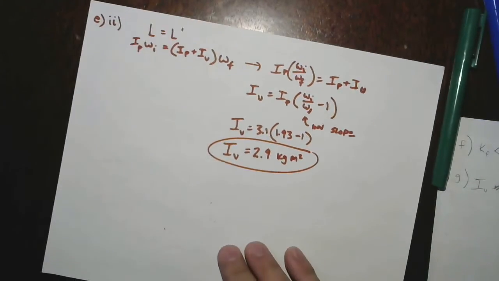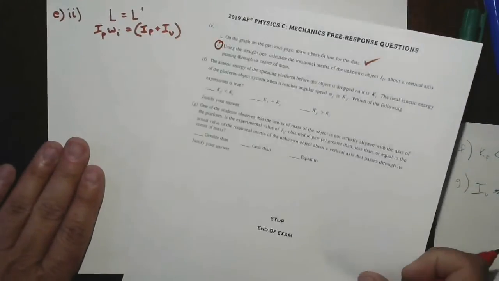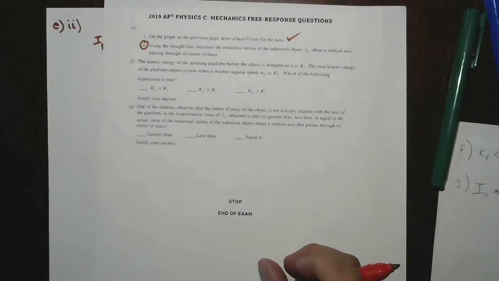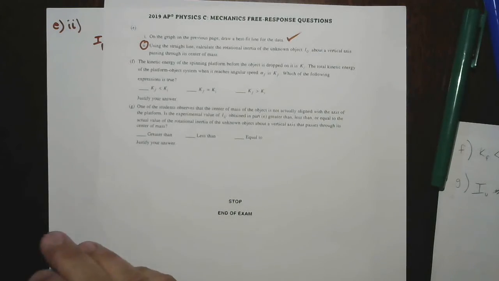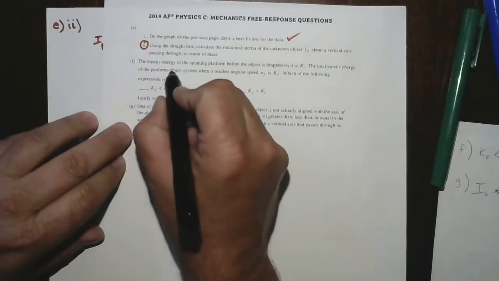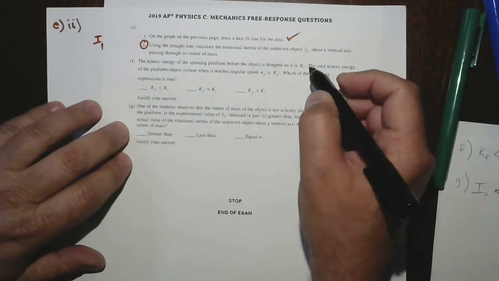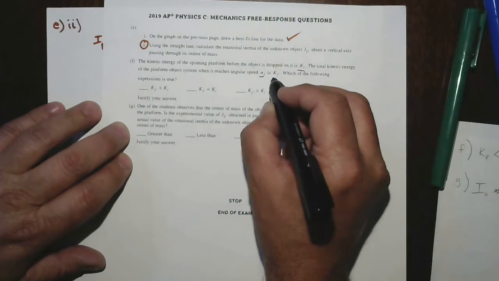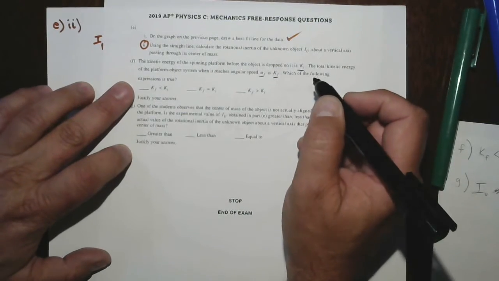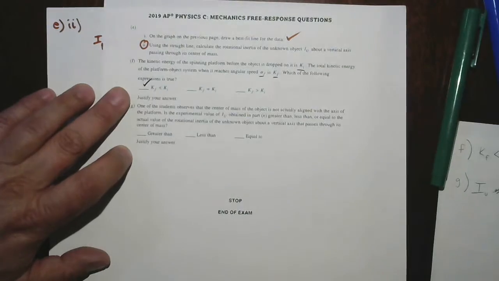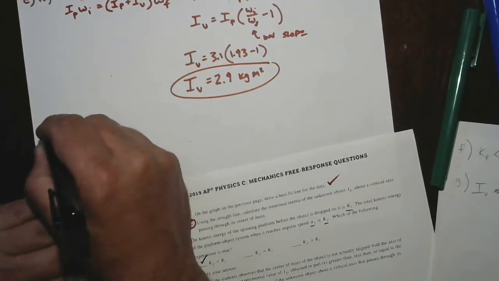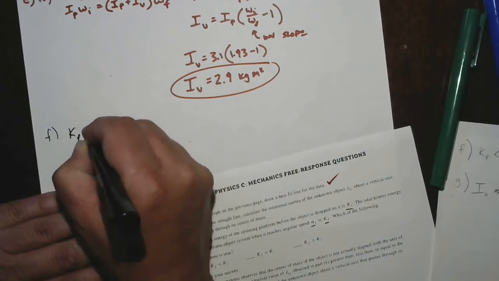Okay, so now we're on to F, and we're getting close to the 20-minute mark. I like to get these things done in less than 20. The kinetic energy of the spinning platform before the object dropped on it is Ki. The total kinetic energy of the platform-object system when it reaches speed omega F is Kf. Which of the following expressions is true? Well, absolutely, Kf has to be less than Ki.